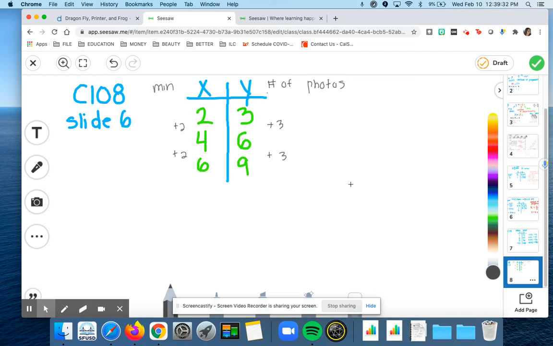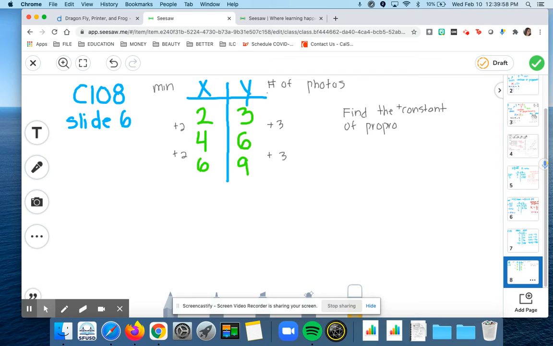Now, I need to find the constant of proportionality, right? I know you've heard that a lot. So how do we find the constant of proportionality? You should practice saying that because remember, math is a language. I'm spelling that right. Find the constant of proportionality.